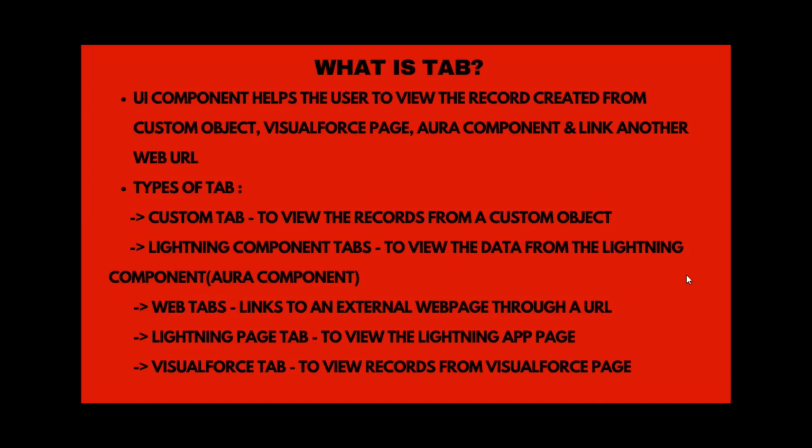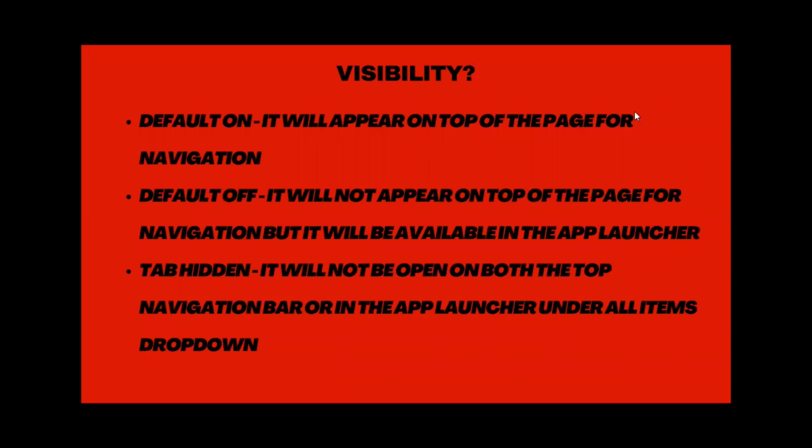And we have a few options for the tab, like the visibility, which is nothing but whether we want to view this tab on top of the page. You can keep it as default on, or if you want to hide this tab and keep it in the app items, you don't want to make it a main navigation, you have to give it as default off. Or if you want to completely hide this tab from the user, you have to keep it as tab hidden. So let's see how we create tabs.